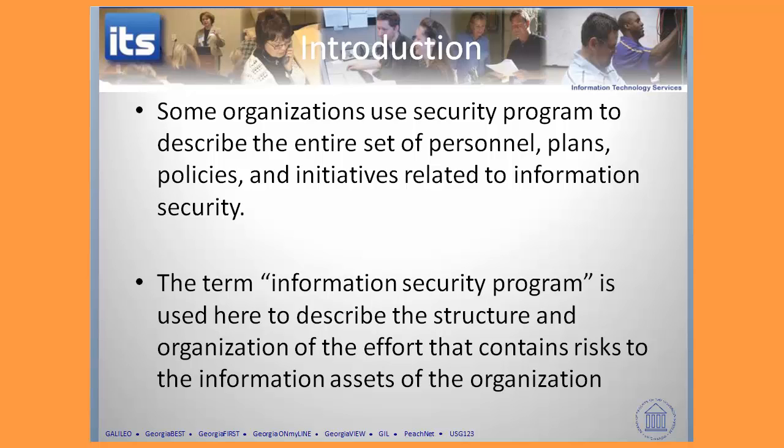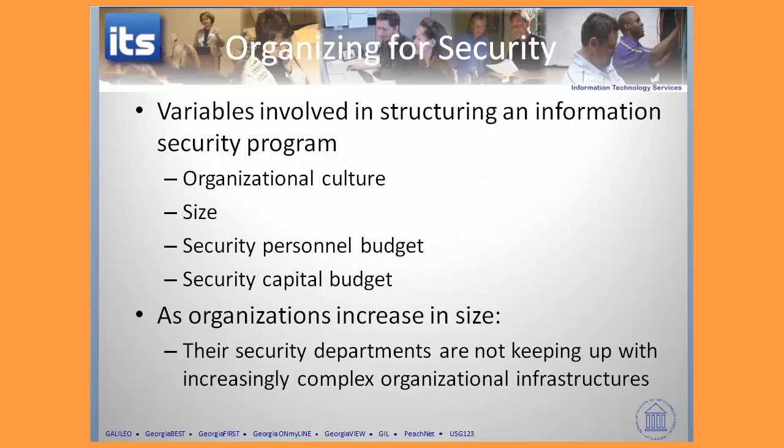You're going to use security program to describe this whole list of personnel, plans, policy, and initiatives related to information security. So it's a whole idea. When we talk about an information security program, it's everything. What's the structure? What's the organization? Who reports to whom within that organization that allows you to be effective? And there are a couple of different variables that you have to consider when you're starting to build this. Let's look at a couple of those now.